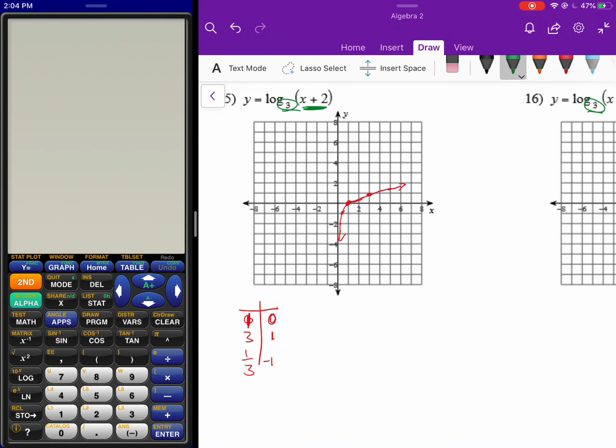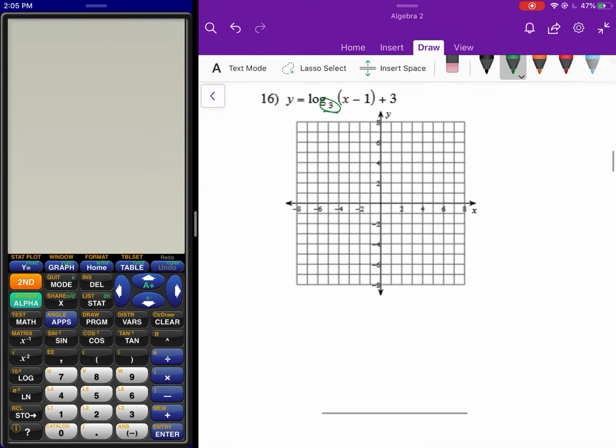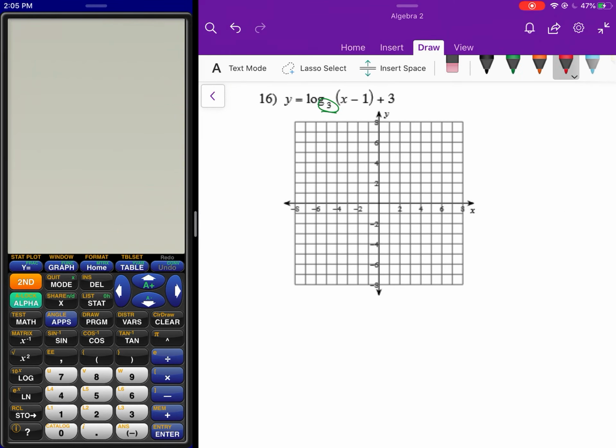Now we have plus 2 inside the parentheses. This means it moves left 2. And so we're going to move those 3 points left 2. This time the vertical asymptote is moved left 2. If it's moved, it does help to put a little dotted or dashed line here, so you see that that's the vertical asymptote, and then you sketch in your graph. Oh, that one was rough. So there's the answer.